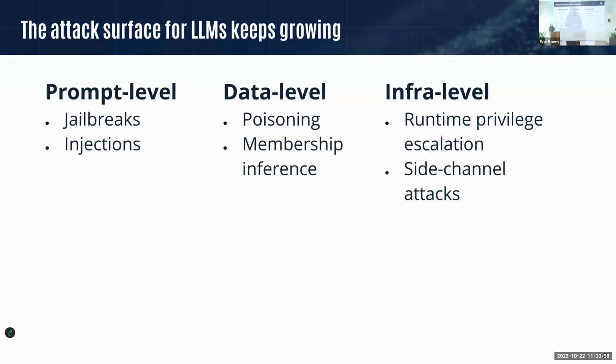Okay, so as we're probably well aware at this point, the attack surface for large language models just keeps growing. I've roughly categorized a couple of the more popular attacks here. We have prompt level attacks, such as your standard jailbreaks or prompt injections. There's data level attacks, such as data poisoning or membership inference. And then there's infrastructure level attacks on large language models like runtime privilege escalation or side channel attacks.